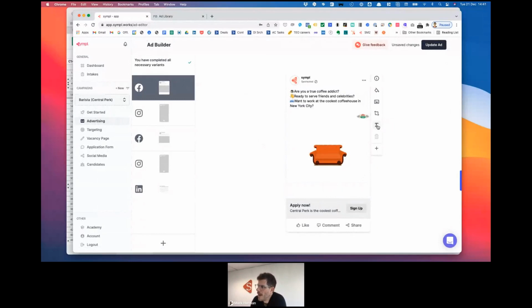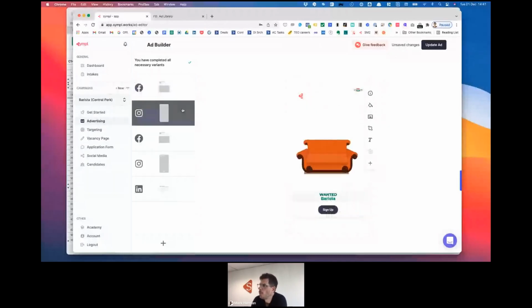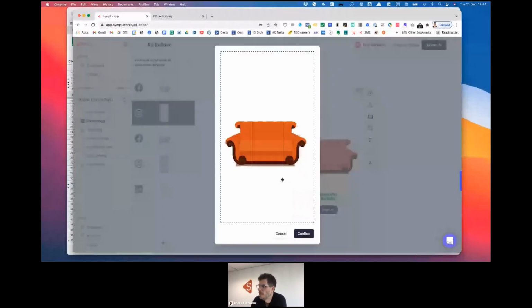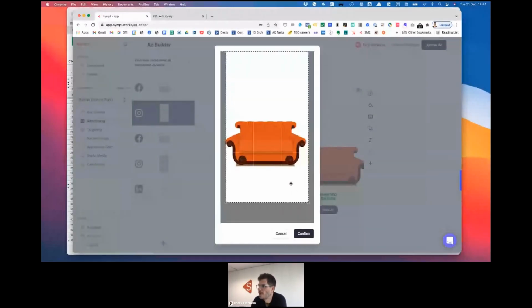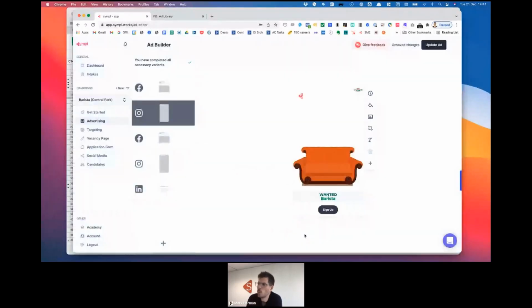You can turn on or off the banner. You can select your own visual. You can add your logo just by clicking here. So you don't need Photoshop. You don't need any other kind of tool. You can upload your picture here. And you can do the cropping. Because as I mentioned already before, Instagram is a different format. You can do all of the cropping that is needed within our tool.